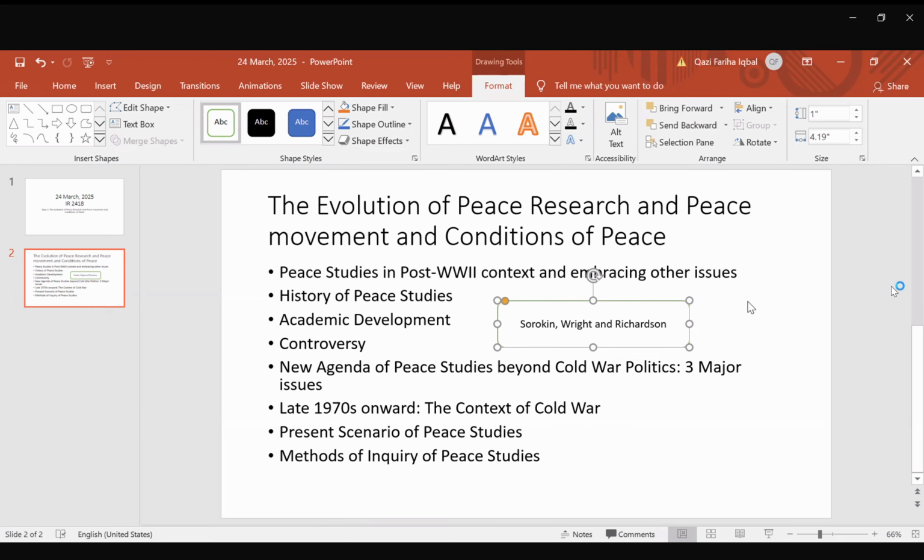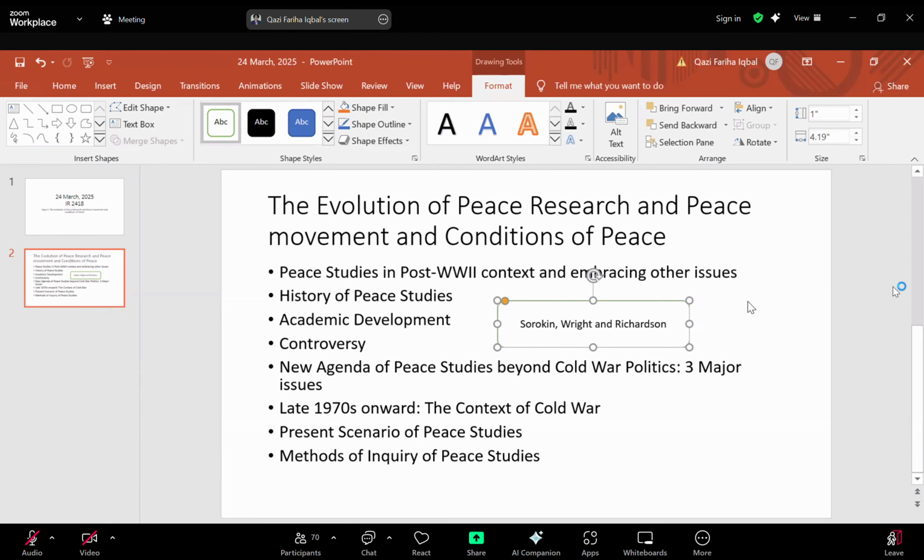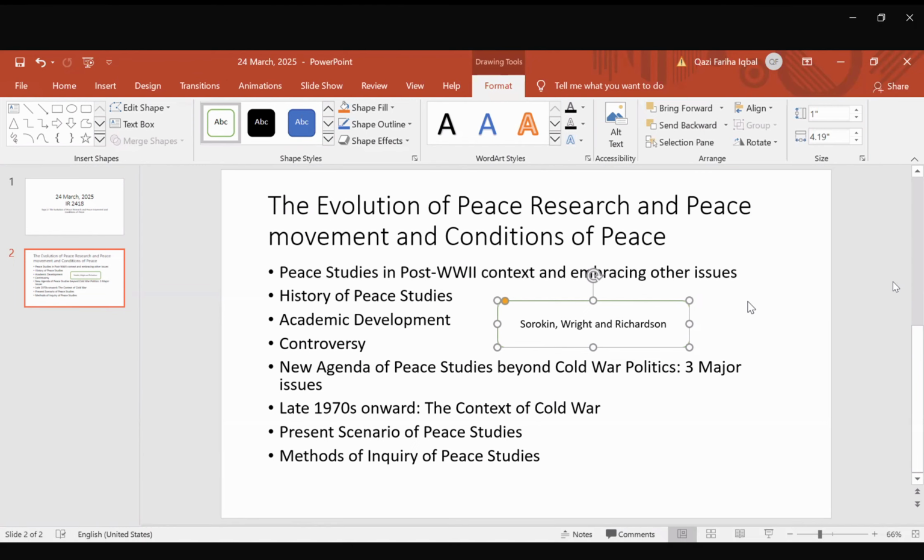Now, all these issues created a situation where scholars started to realize that the very structure of this world order is very unstable, because we are seeing the possibility of a catastrophic nuclear war, and proxy wars are going on. So it is very unstable in nature. Those instabilities also pushed researchers to study peace research in a very systematic manner. Now let's see the academic development of peace research.